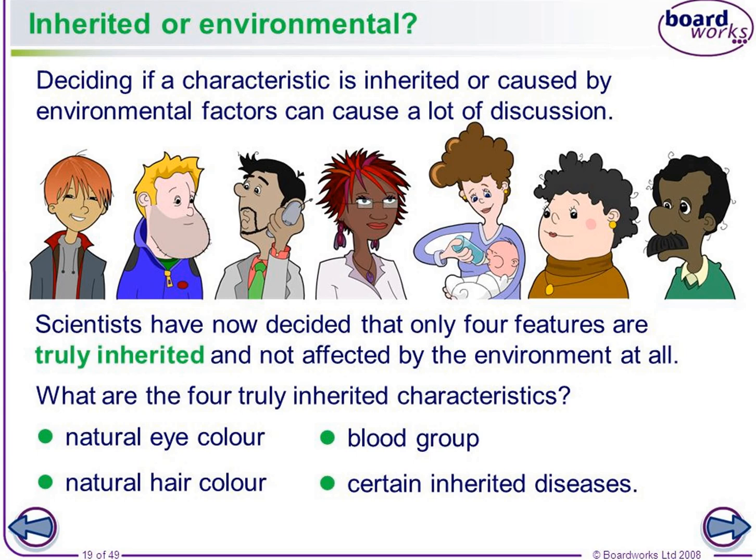So the 4 truly inherited characteristics are natural eye colour, natural hair colour (notice that word in front), your blood group, and certain inherited diseases. So what about things that are only caused by the environment?